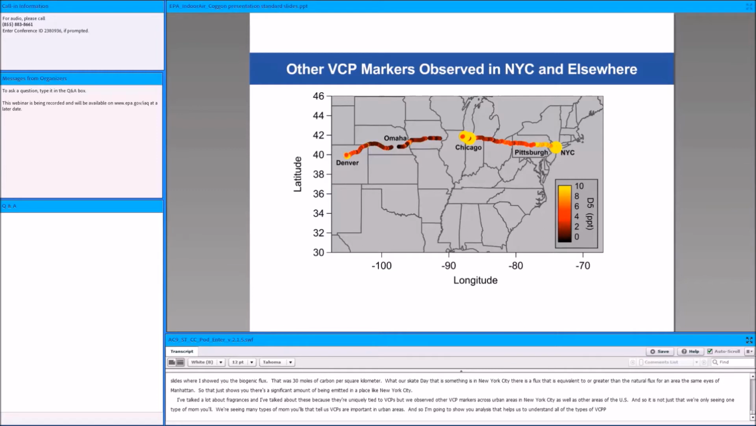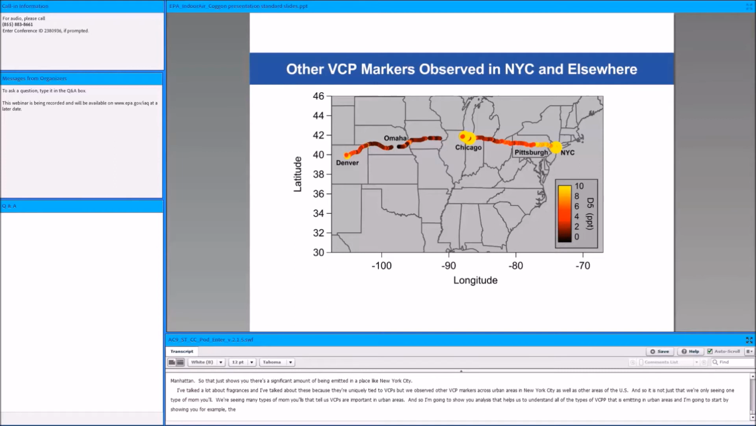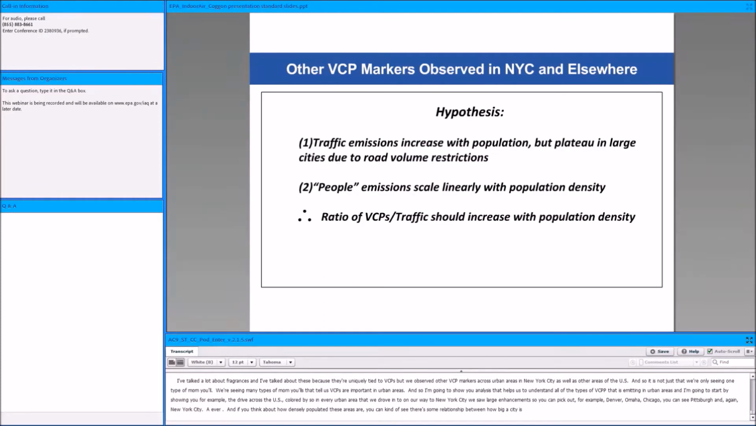I'm going to start this by showing you, for example, the drive across the U.S. colored by D5-siloxane. All right, so in every urban area that we drove into on our way to New York City, we saw large enhancements of D5-siloxane. So you can pick out, for example, Denver, Omaha, Chicago. You can see Pittsburgh, and then again New York City. And if you think about how densely populated these areas are, you can kind of see that there's some relationship between how big a city is and how much D5-siloxane we see.